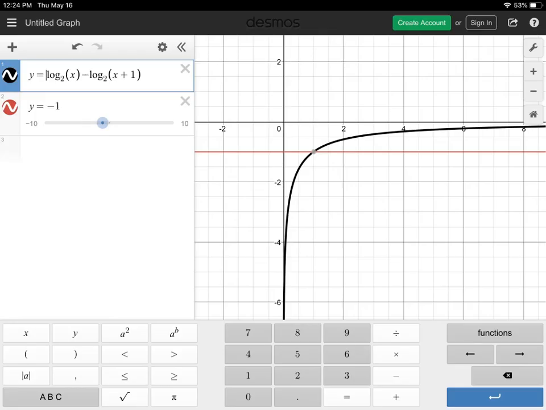So here I have gone into Desmos and I've entered the left-hand side as a y equals. So I have y equals log base 2 of x minus log base 2 of x plus 1, and then I have y equals negative 1. And the point of intersection is here. Based on the scale, I can see that that is at 1, negative 1. Of course, we are looking just for the x-coordinate of the intersection. So the x-coordinate of the intersection is at 1, and so we're going to say that our solution is x equals 1. So let's try one more example with logarithms.